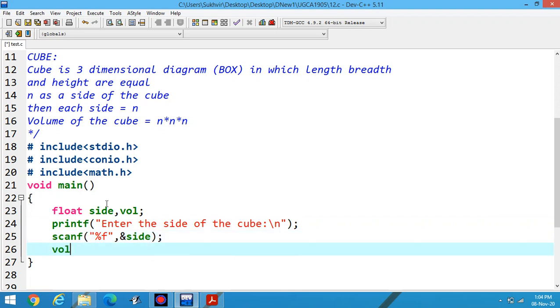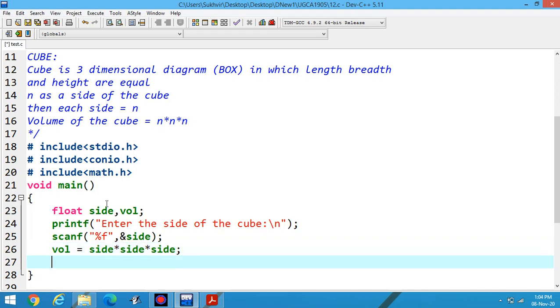Now, what about the volume? Volume can be calculated in two ways in this program. Side multiply side multiply side. Then printf volume of the cube is equal to percentage f, then simply print VOL, that is volume.